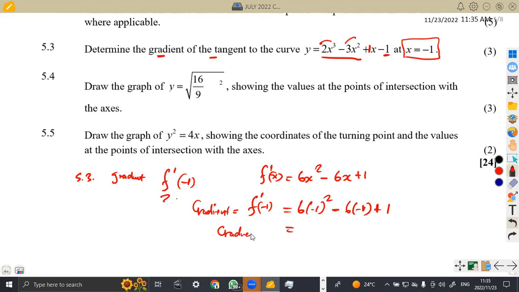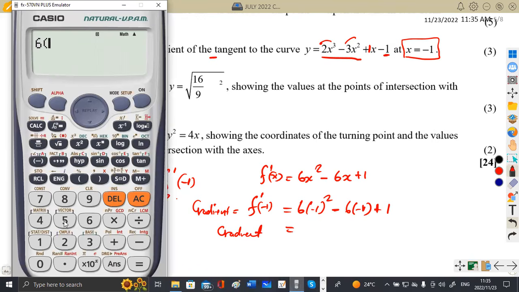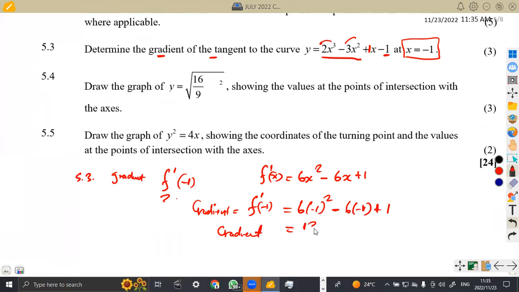So the gradient of that tangent is going to be what at the end? It's 6 times negative 1 squared, minus 6 times negative 1, plus 1. This is what you're going to have, which is 13. So the gradient at that point where x is minus 1 is 13. Okay, the other part, we are asked to draw the graph of y is equal to 16 over 9.